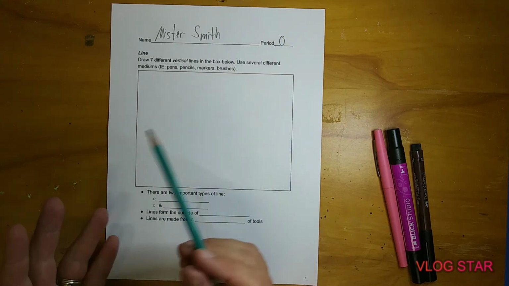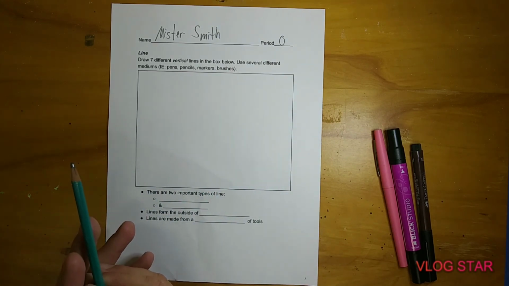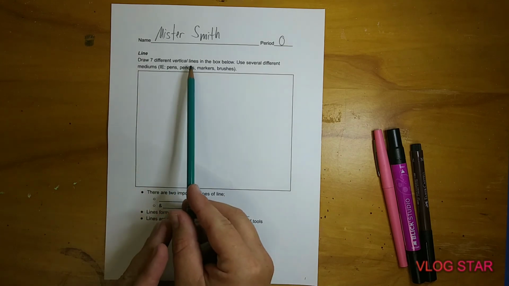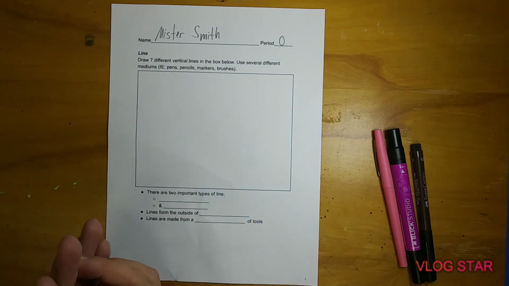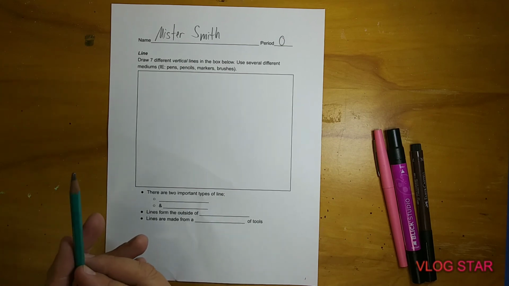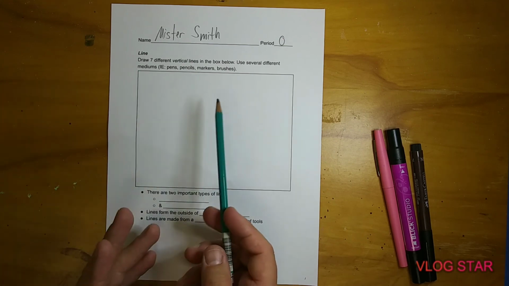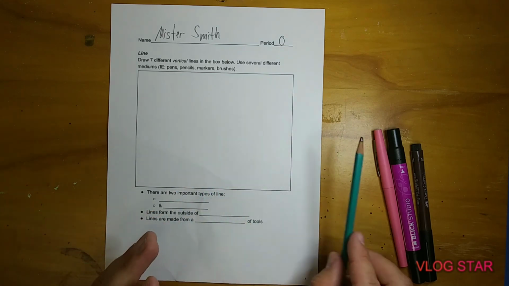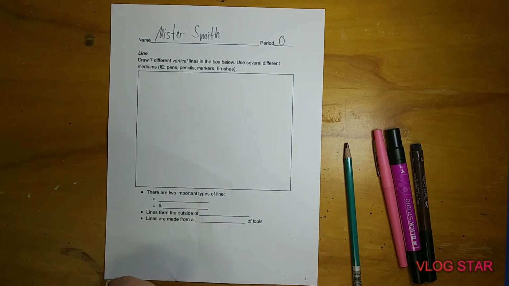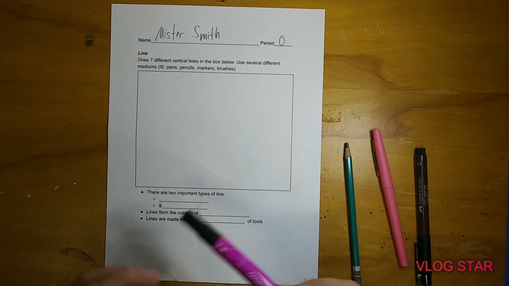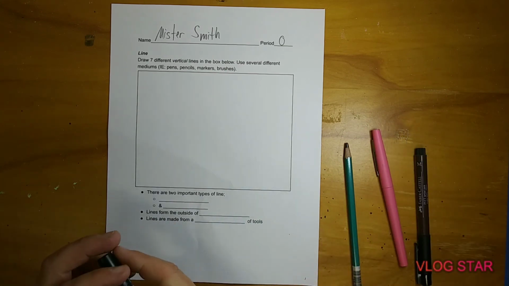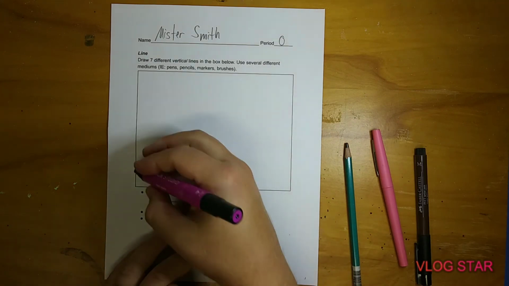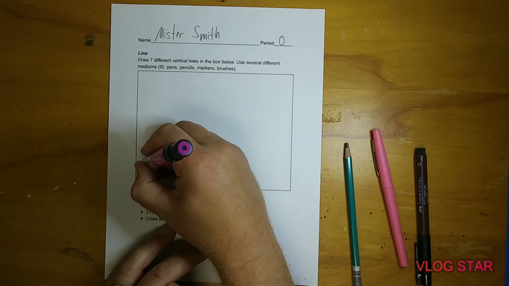So when we talk about lines, I think we need some examples. So we're going to draw 7 different vertical lines in the box. We're going to use several different mediums, including pens, pencils, markers, and if you like, you can use brushes. But I'm going to work fast and keep this simple right now. So I like to start with this one. This is like a studio marker. And I'm going to start with that line.